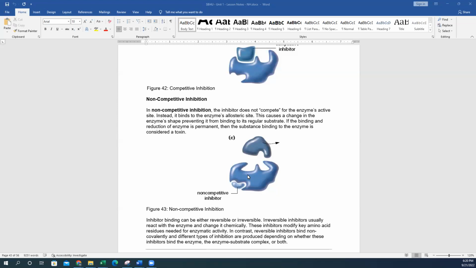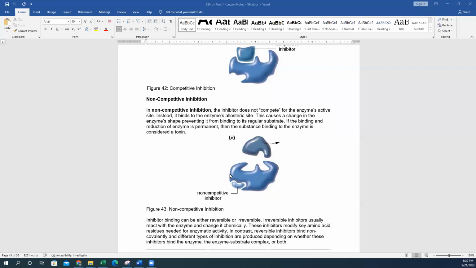So in this case, we say that this is a non-competitive inhibitor because this molecule is not actually competing with the substrate for the same site on the enzyme. It is binding at a different site. So this type of inhibition is non-competitive.